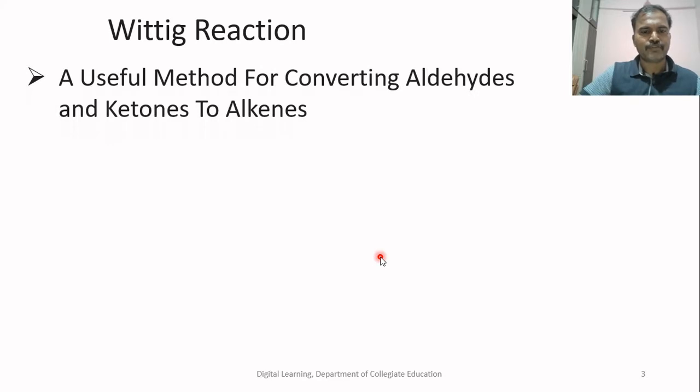It is a useful method for converting aldehydes and ketones to alkenes. It is named for George Wittig. He was awarded the Nobel Prize for this work in the year 1979. The principal advantage of this method is that the location of the double bond is absolutely fixed. There is no chance of getting a rearranged product here.